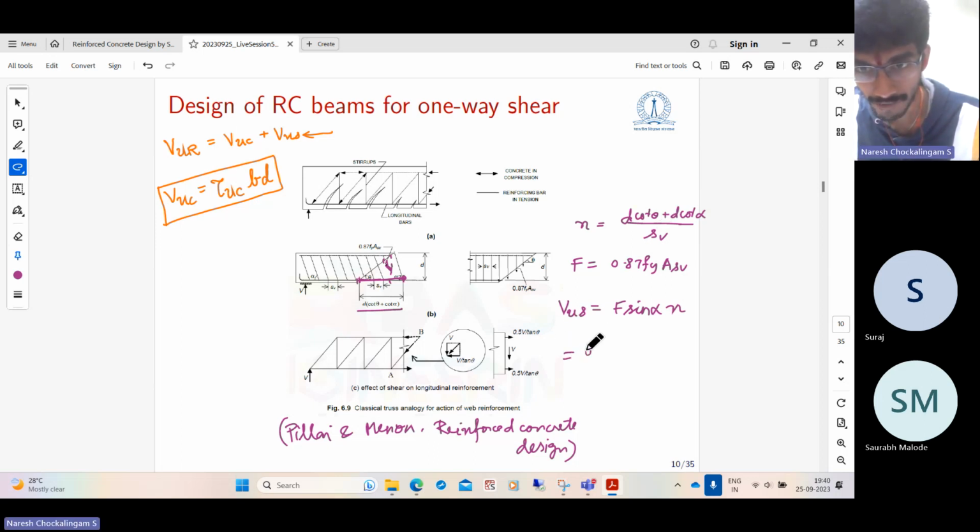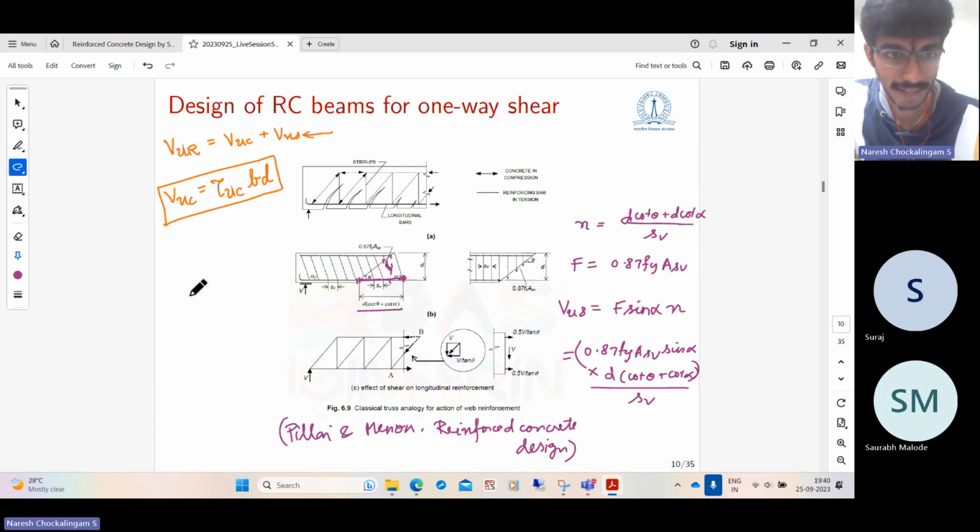You get F is 0.87 Fy Asv. n is d (cot theta plus cot alpha) by s. I have sine alpha here, times (cot theta plus cot alpha), everything divided by s.